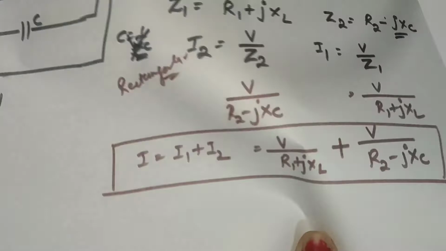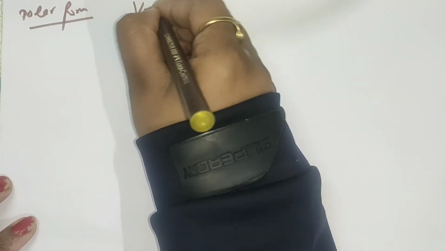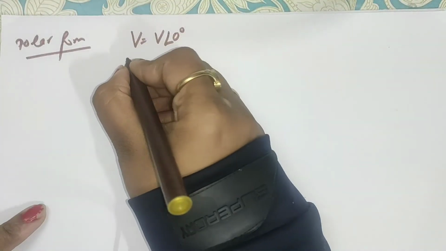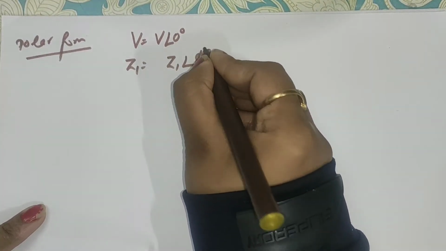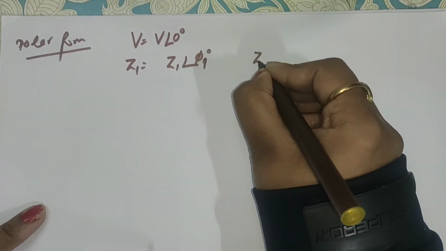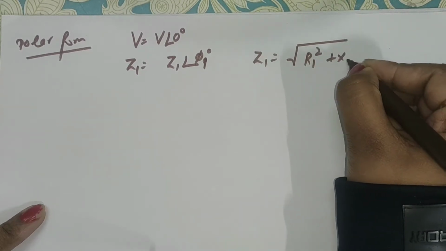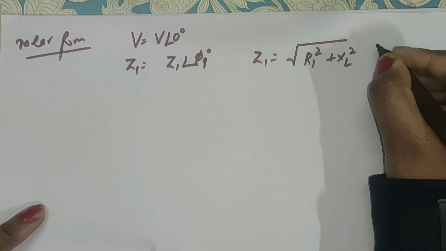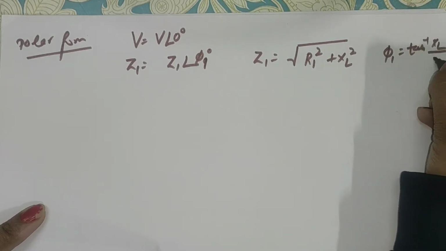I will make a different page for polar form. I hope you all know the polar form. How do you write it in polar form? V equals V angle theta. This is your polar form. Now Z1 will be Z1 angle phi 1. And Z1 will be the square root of R1 square plus XL square, and phi 1 will be tan inverse of XL upon R.